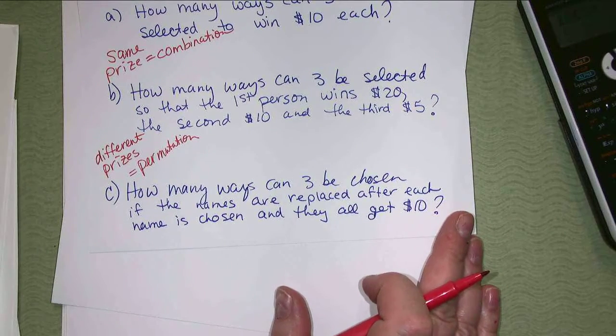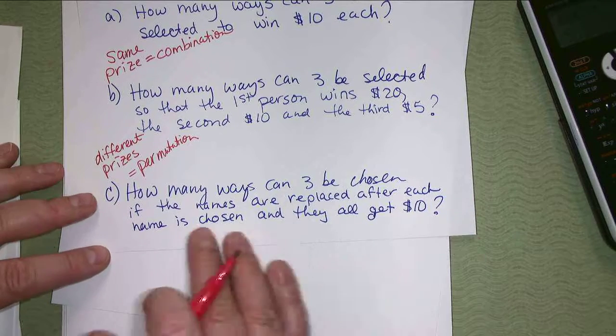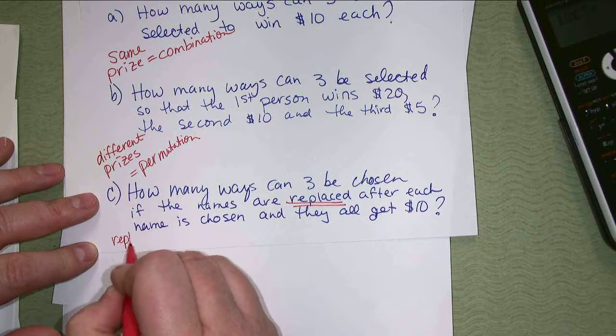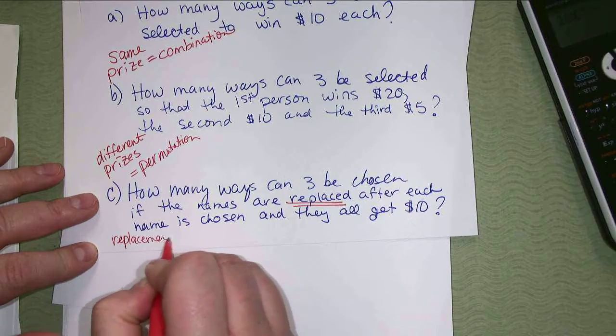The names are replaced, so it doesn't go down. Like there's 10 people in the draw, and then when you go to draw the next person, there's still 10 people in the draw. So the names don't go down, so it would be just a multiplication principle. So that's the replacement is multiplication.